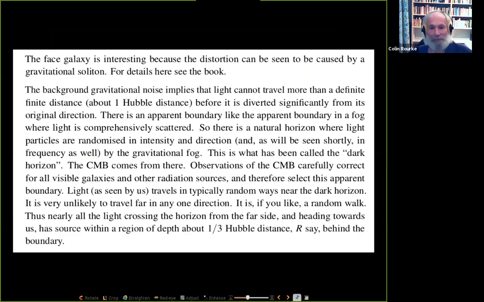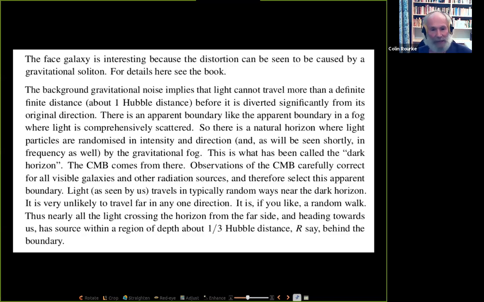Okay, so the background gravitational noise implies that light cannot travel more than a definite finite distance. In fact, from the pictures, it's obviously about 1 Hubble distance before it gets diverted significantly from its original direction. So it's like a fog. It gets moved around, it gets scattered. So there's an apparent boundary, like the apparent boundary in a fog where light's comprehensively scattered. So there's a natural horizon where light particles are randomized in intensity and direction, and I'll show you in a minute, in frequency as well, by the gravitational fog. This is what I called the dark horizon before. The CMB comes from the dark horizon.